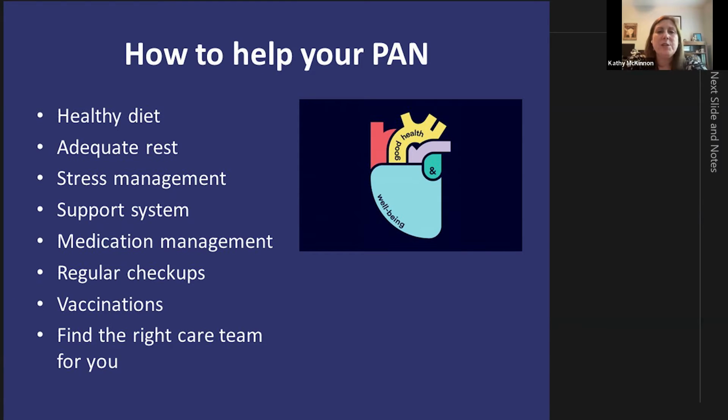So one of the questions, once people have digested their diagnosis, oftentimes have started on therapy, start thinking about getting off steroids, taking less medicine, they always ask me, what can I do? What can I do to help take care of my PAN, help take care of my body? So we talk about things that seem very general, but are important. Healthy diet. Steroids do bad things to your cholesterol, bad things to your blood pressure.